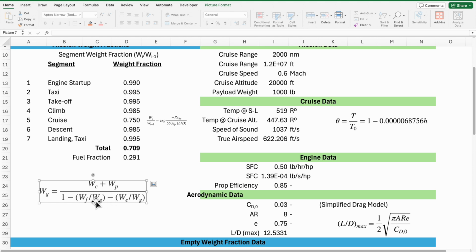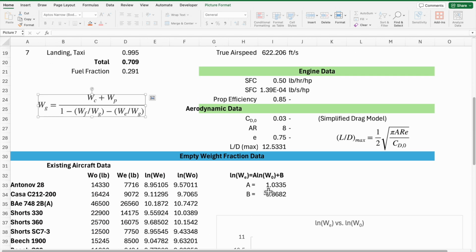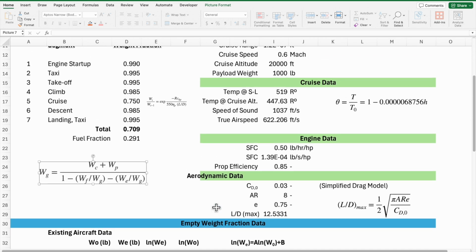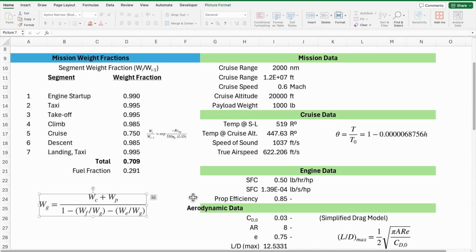We have our fuel weight fraction, 0.291. We don't have an empty weight fraction, but we have a relationship between our empty weight and our gross weight. And we know that relationship for a given gross weight. We could estimate what our empty weight fraction is. So we'll have to go through some iterative calculation in order to solve this.